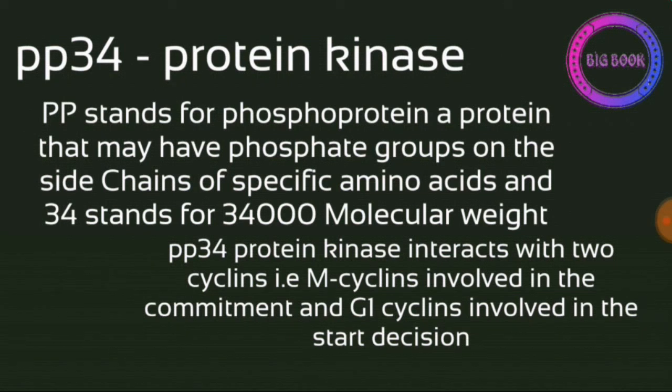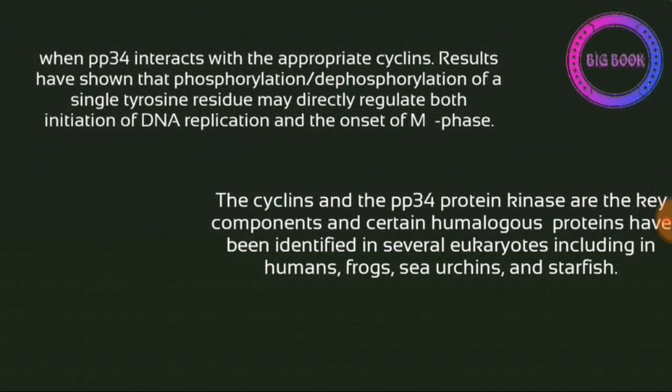PP34 protein kinase interacts with two cyclins, that is M cyclins involved in the commitment to mitosis and G1 cyclins involved in the start decisions. When PP34 interacts with the appropriate cyclins, results have shown that phosphorylation or dephosphorylation of a single tyrosine residue may directly regulate both initiation of DNA replication and the onset of M phase. So, mitosis promoting factor formation depends upon the phosphorylation or dephosphorylation of the single tyrosine residue. This leads to the start point formation and also the M phase commencement.